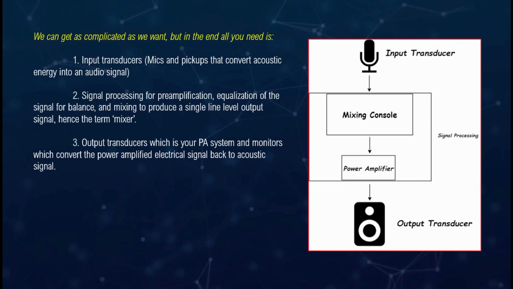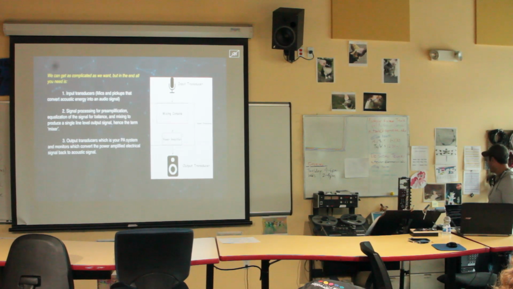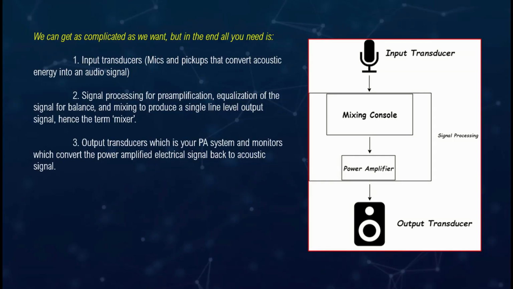But what we're really doing is converting acoustic energy into an audio signal for processing. And that's number two, signal processing for preamplification, equalization of the signal for balance, which is our corrective means to get sound correct for our audience, and then mixing to produce a single line level output signal, hence the term mixer, which is where all the processing happens. And then the third thing is using our output transducers, which is our PA system and our monitor speakers, which convert the power amplified electrical signal back to acoustic energy. So something interesting is that it starts out as acoustic energy and then it leaves through the PA system as amplified acoustic energy as well.